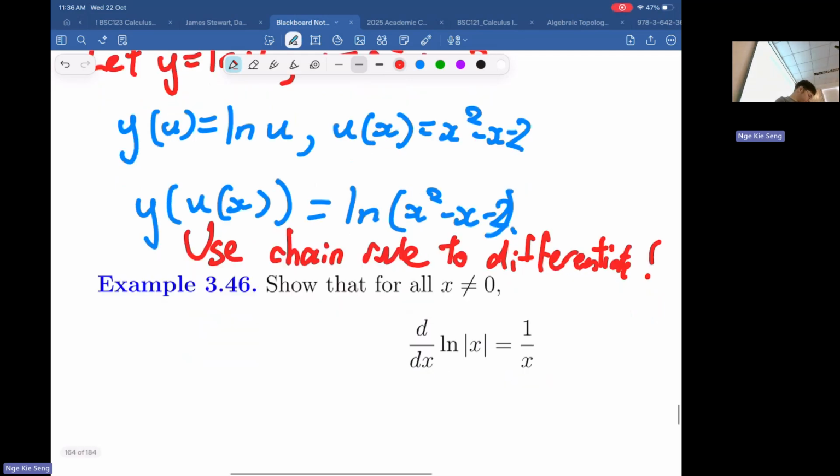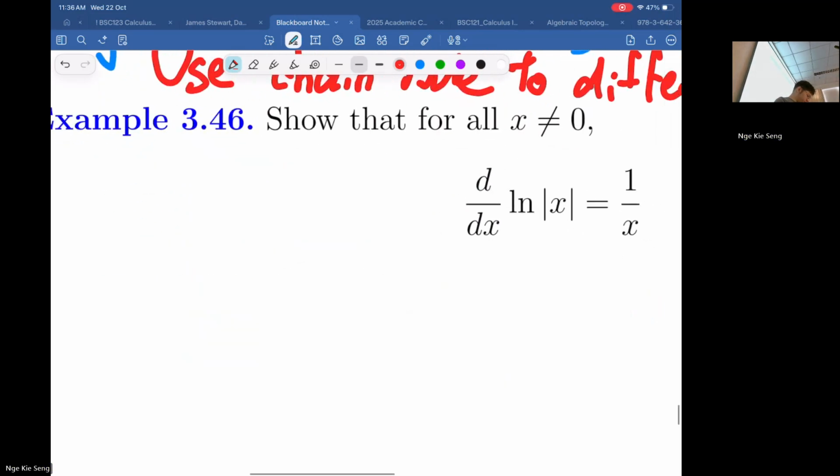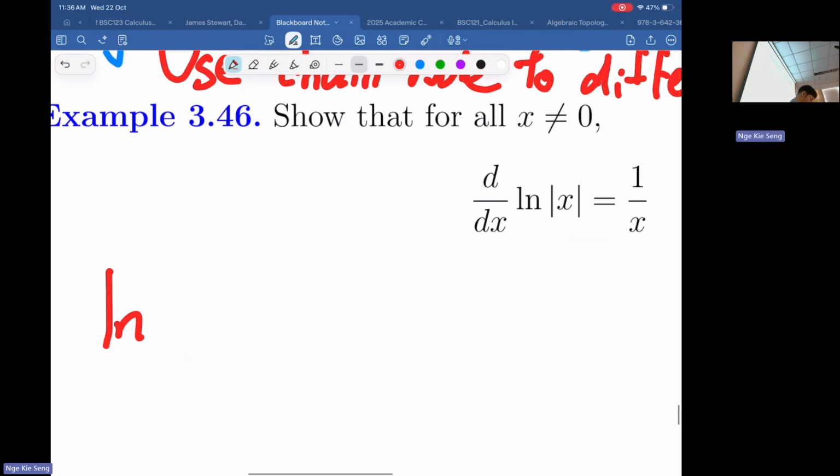Can we do this? This one is a bit boring. Show that for any x not equal to 0, differentiating ln of 1 over x is just 1 over x. So what's the point here? The point here is you need to understand what ln of modulus x is.